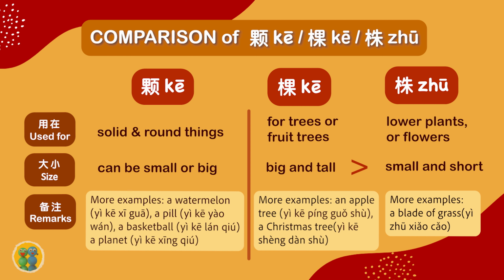And the next measure word we're gonna compare is 株. 株 is for lower plants or flowers, like little plants and little flowers. And the size for those plants and flowers can be small and short. Examples, such as a blade of grass. 一株小草, 小草 is blade of grass, like small. They are small and low.